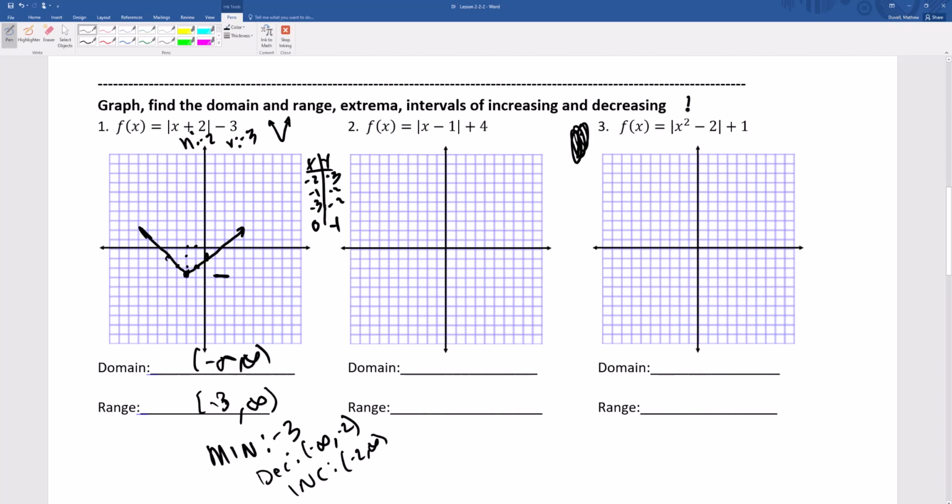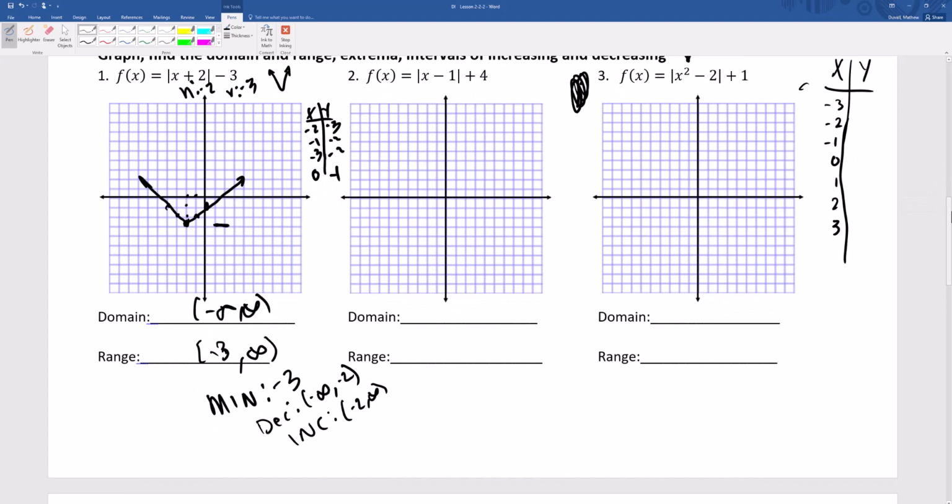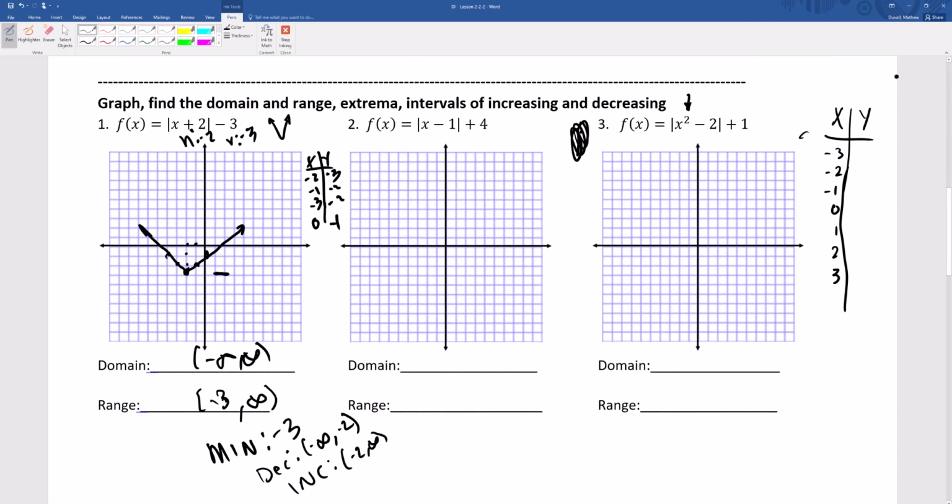So this next one, ooh, look at this. We have an x squared inside of there. So we need to figure out how this is going to turn out. I don't really know, so what we should do is create an XY table. And let's pick some numbers: -3, -2, -1, 0, 1, 2, and 3. So if I plug in -3, -3 squared is 9. 9 minus 2 is 7. 7 plus 1 is 8. So at -3, it's going to be up at 8.